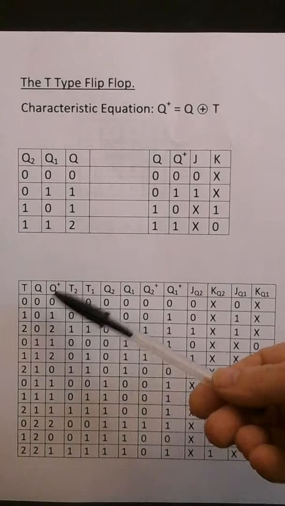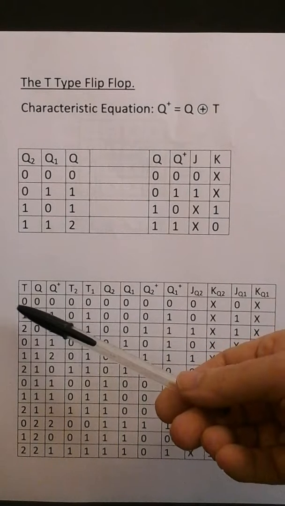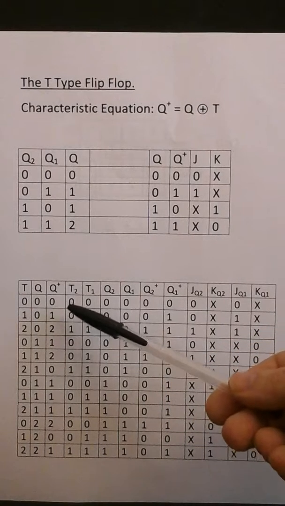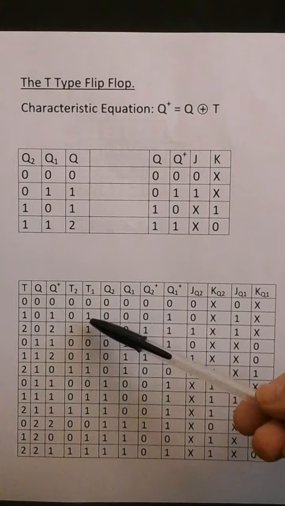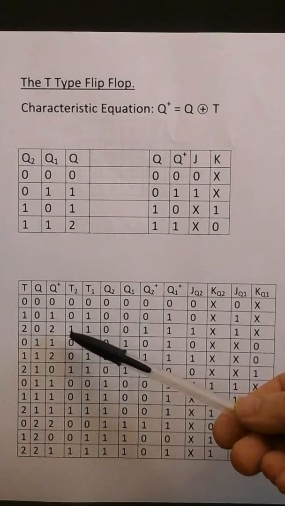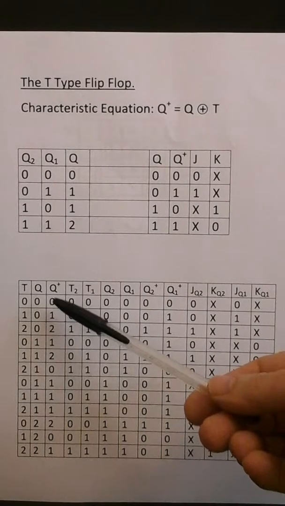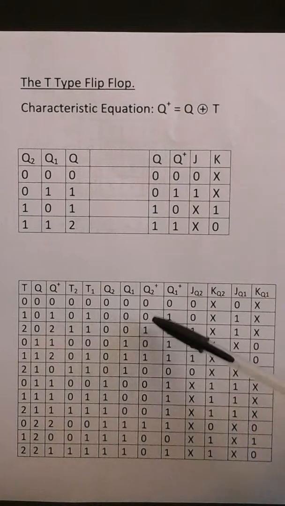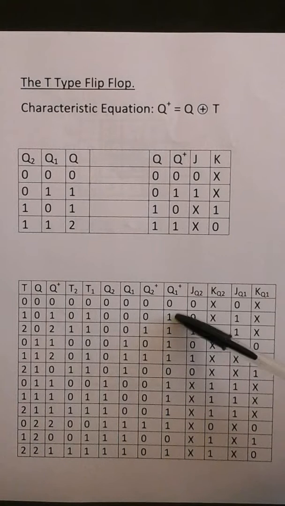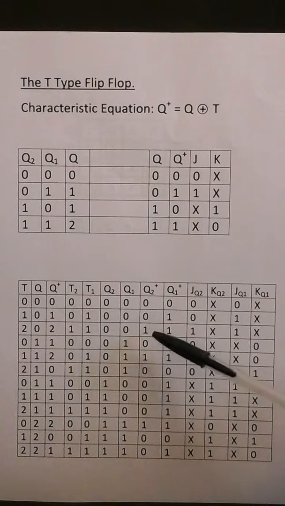So Q plus is the value of Q after the flip-flop has been clocked, and the variable T follows the coding: T equals 0, T2 equals 0, T1 equals 0; T equals 1, T2 equals 0, T1 equals 1; T equals 2, T2 equals 1, T1 equals 1. That's the binary coding for T. For Q plus, it follows the same coding. If Q plus is a 0, Q2 plus is a 0 and Q1 plus is a 0. If Q plus is a 1, Q2 plus is a 0 and Q1 plus is a 1. And if Q plus is a 2, Q2 plus is a 1 and Q1 plus is a 1.